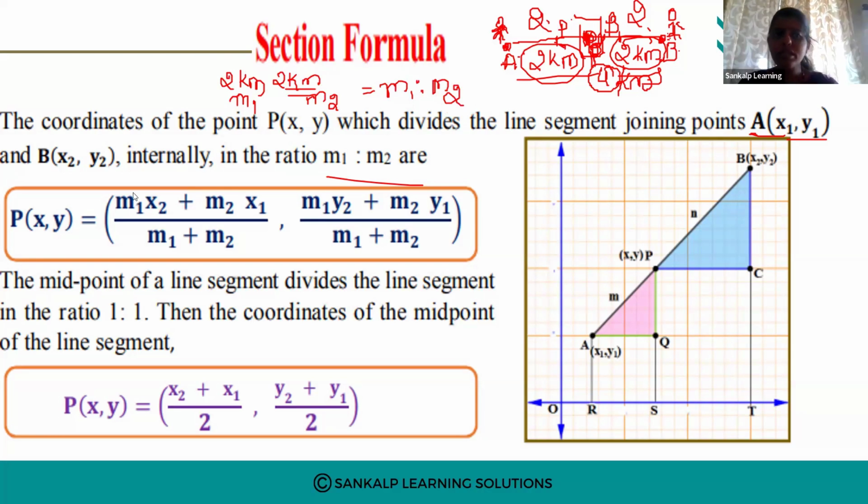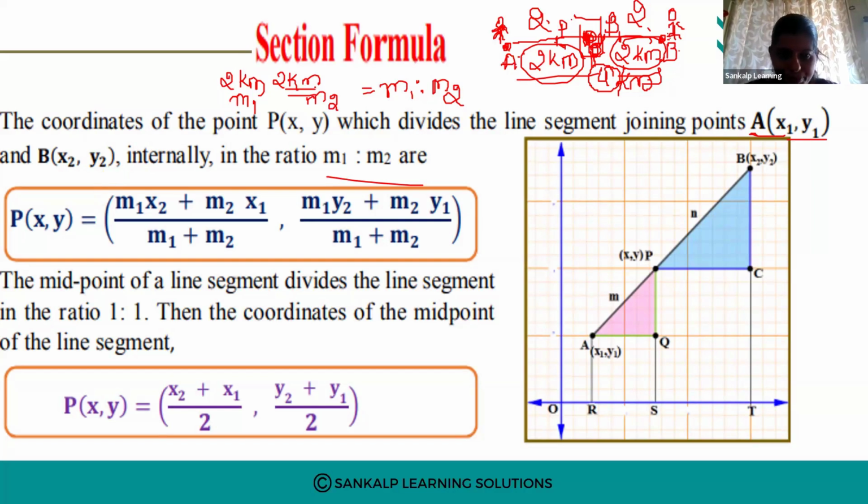Yes or no? So what's our formula? See, the coordinates of the point P(x, y), which divides the line segment. The line segment is AB here, right? And that AB, A coordinates are x1, y1 and B coordinates are x2, y2. And this line divides internally in the ratio m1 is to m2. Then you will have the formula P(x, y) is equal to m1 x2 plus m2 x1 divided by m1 plus m2, and m1 y2 plus m2 y1 divided by m1 plus m2. So this formula is very easy to remember.